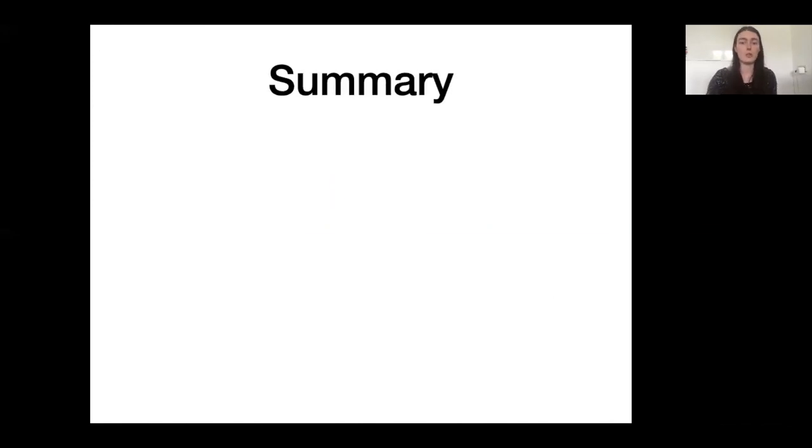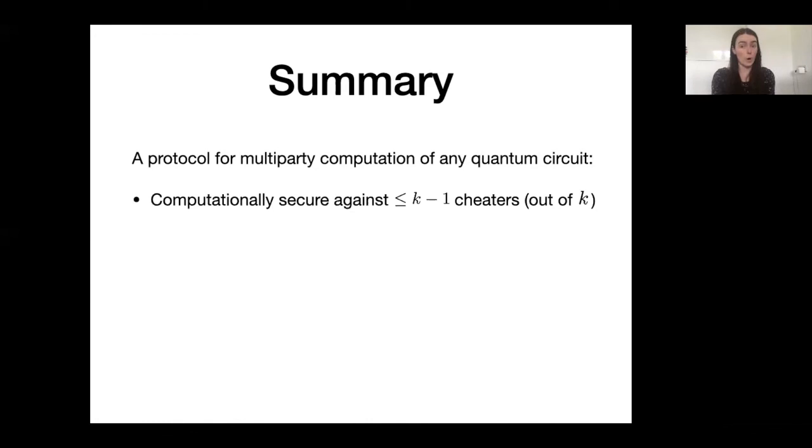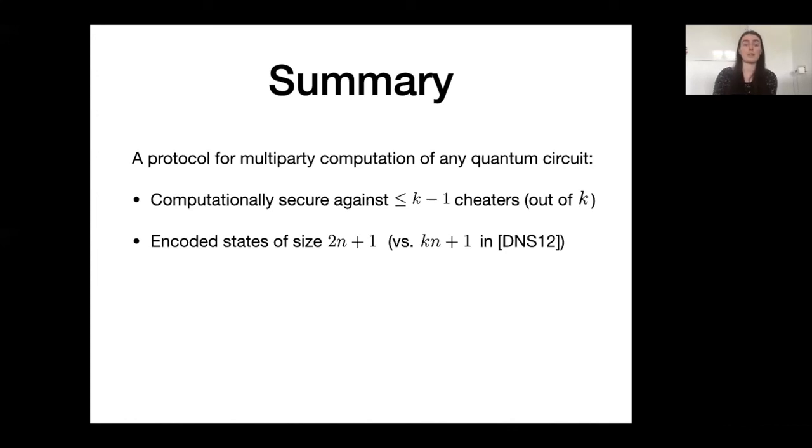Okay, to summarize, I have presented the first protocol for multi-party quantum computation that is secure even if all but one of the players is dishonest. The security is computational, based on the security of the underlying classical scheme. The ideas of the protocol are based on a 2-party computation protocol of Dupuis, Nielsen, and Salvail, but in contrast to a naive extension of that protocol, our ciphertext or encoded states only require 2n+1 qubits for security parameter n.